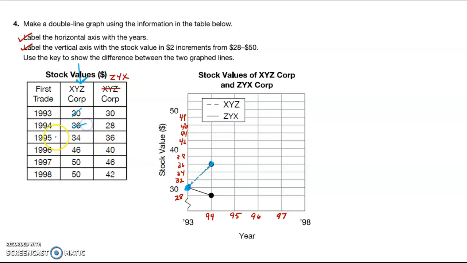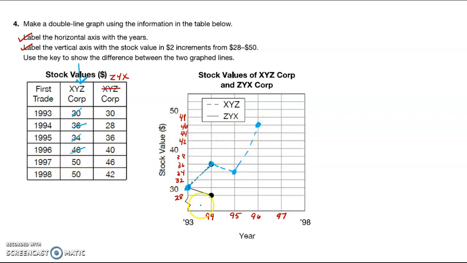So we did that. In 95, we're at 34. So here's 95. 34 is here, right? There it is right there. There's my dashed line. Okay. In 1996, I'm at 46. So let's see. 46 is right here. There's 46, so I'm going to draw my line up.